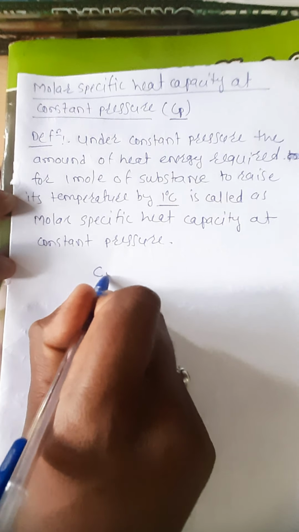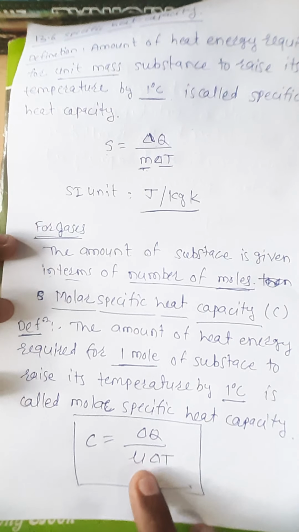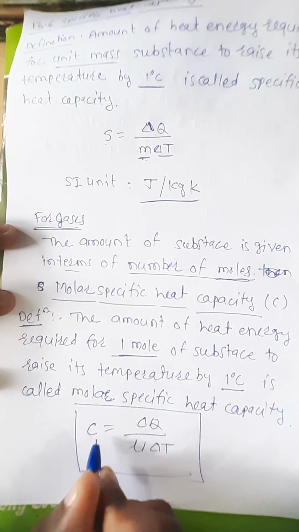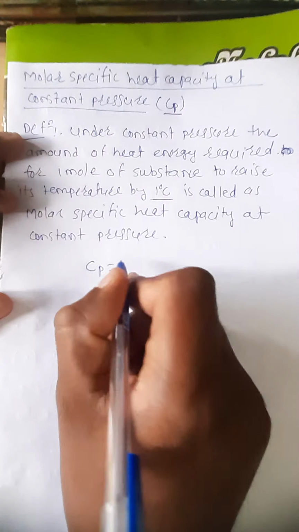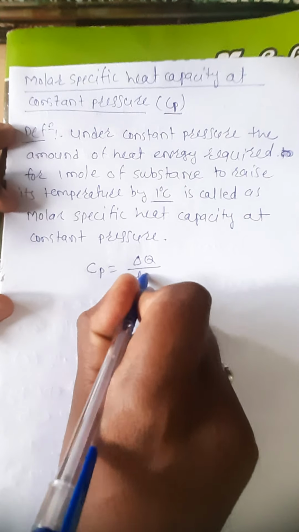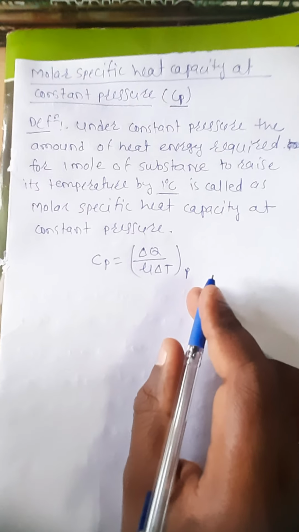That is Cp, the molar specific heat capacity at constant pressure. Therefore, in place of C we have to write Cp. Cp is equal to delta Q by mu into delta T. This is also under constant pressure.